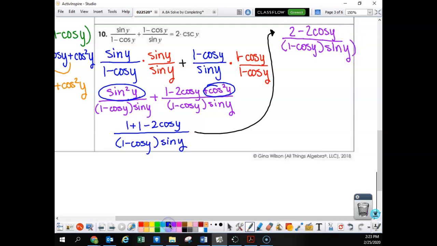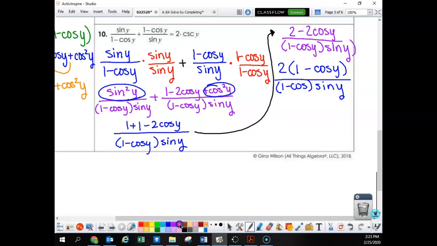What can I do here? Starts with the letter S. Factor. What am I going to factor? The 2 on top. You factor out the 2. So 2 divided by 2 would be 1, and then 2 cosine y divided by 2 would be cosine y. So it'll be 2 times 1 minus cosine y over 1 minus cosine y times sine y.